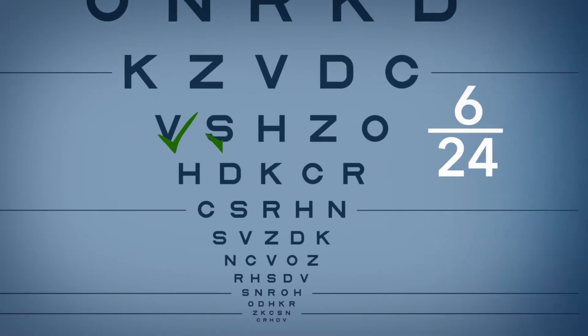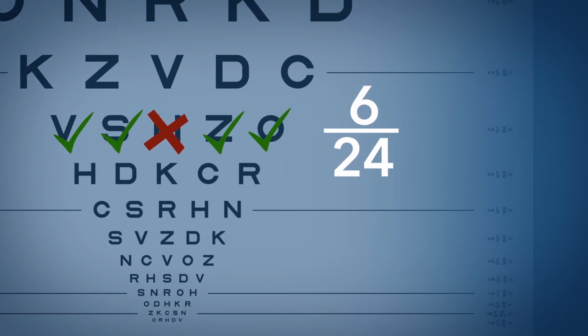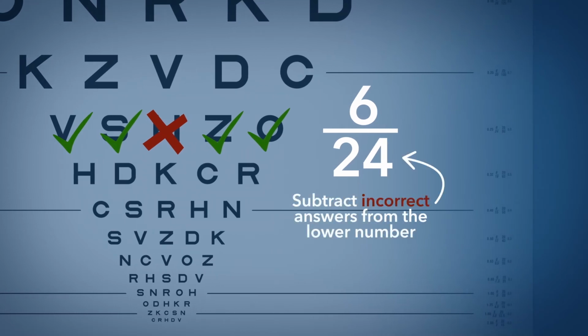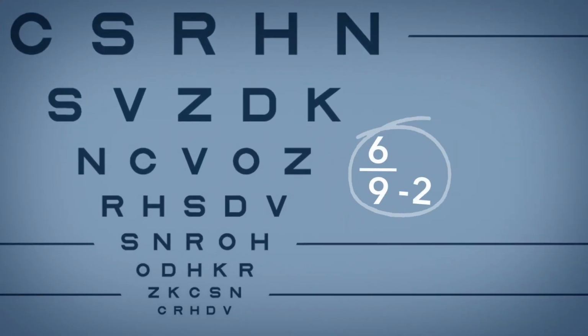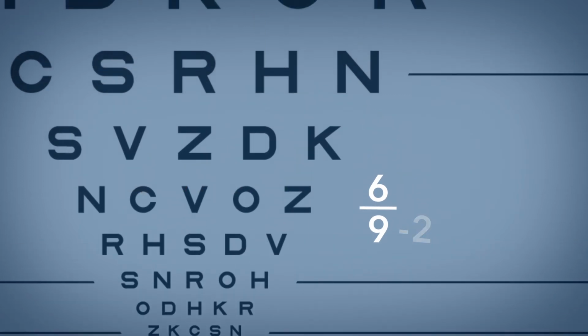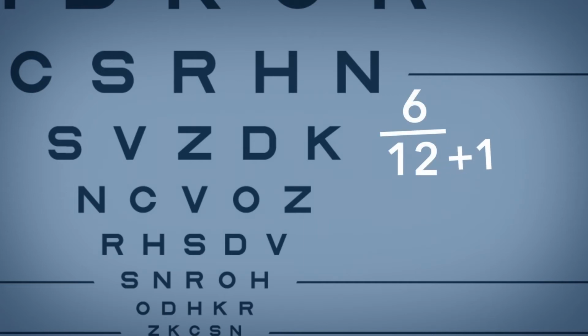If the patient reads a line incompletely, this can be expressed by subtracting letters from the lower number. For example, 6/9 minus 2 means that the patient read the 6/9 line but missed 2 letters. If someone misses more than 2 letters on a line, then the vision is expressed as the previous complete line plus any letters that they saw on the next line. So for example, 6/12 plus 1 means that the patient saw all the letters on the 6/12 line plus 1 letter on the 6/9 line.